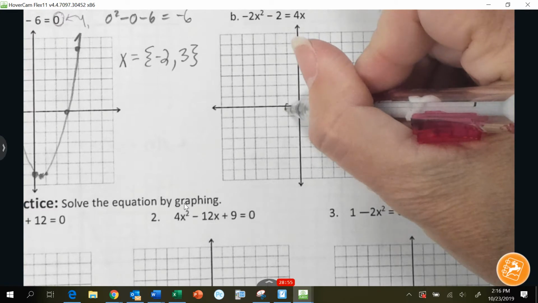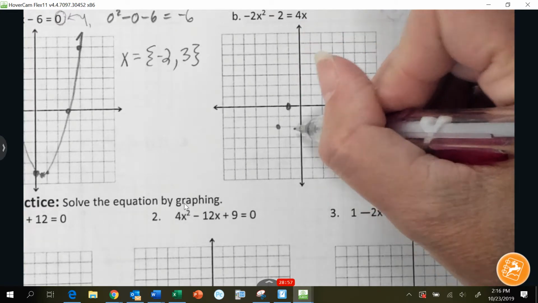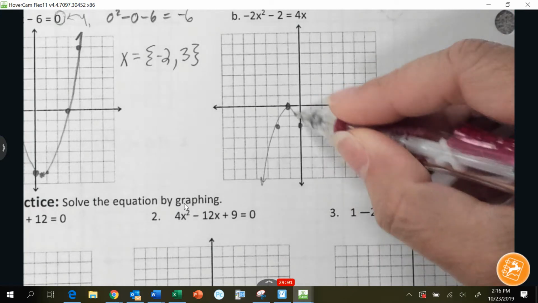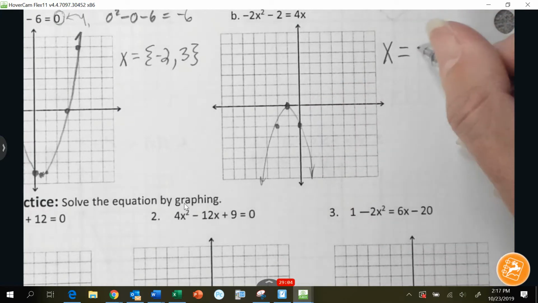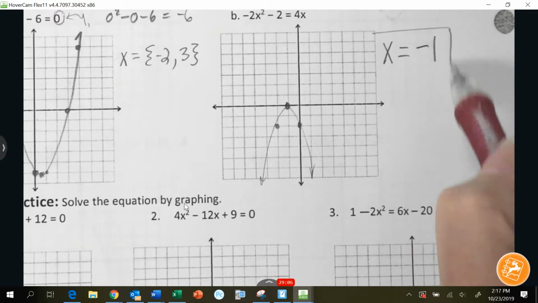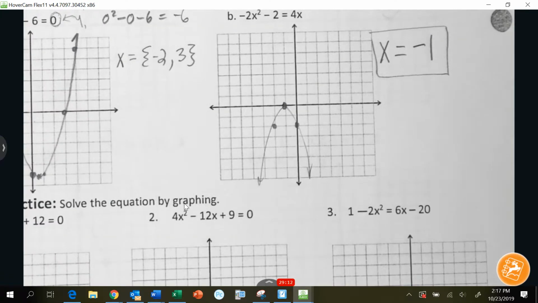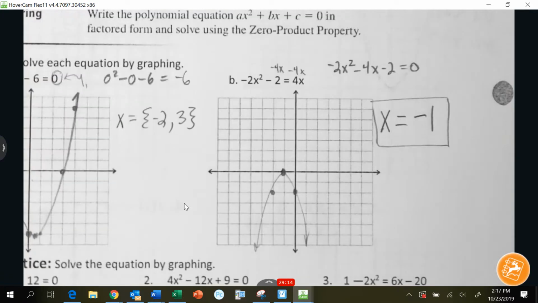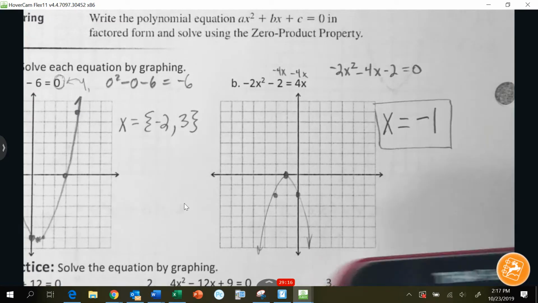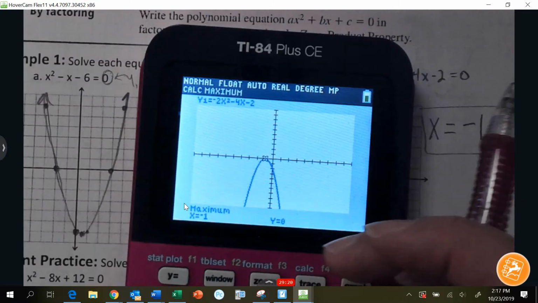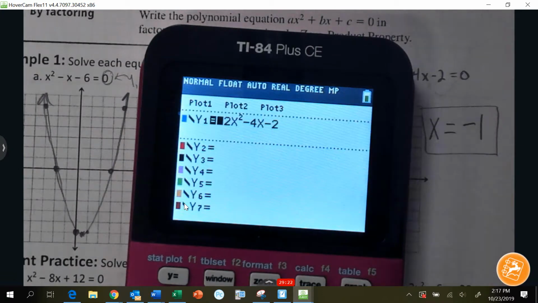We know that it's like this. You guys can find other points like the y-intercept, etc. The answer is x equals -1. There's only one answer. X equals -1, because there's only one place that it hits the x-axis. Okay, we need to move on. That is by graphing.